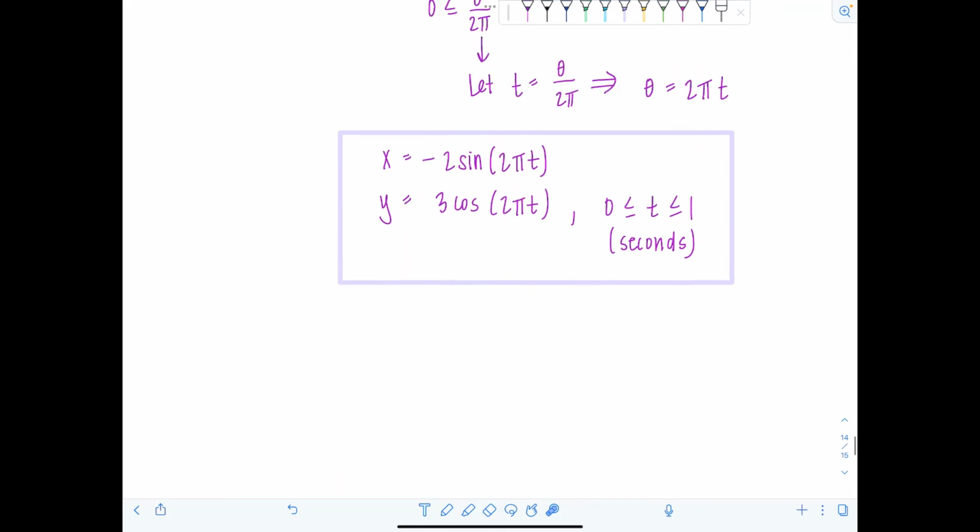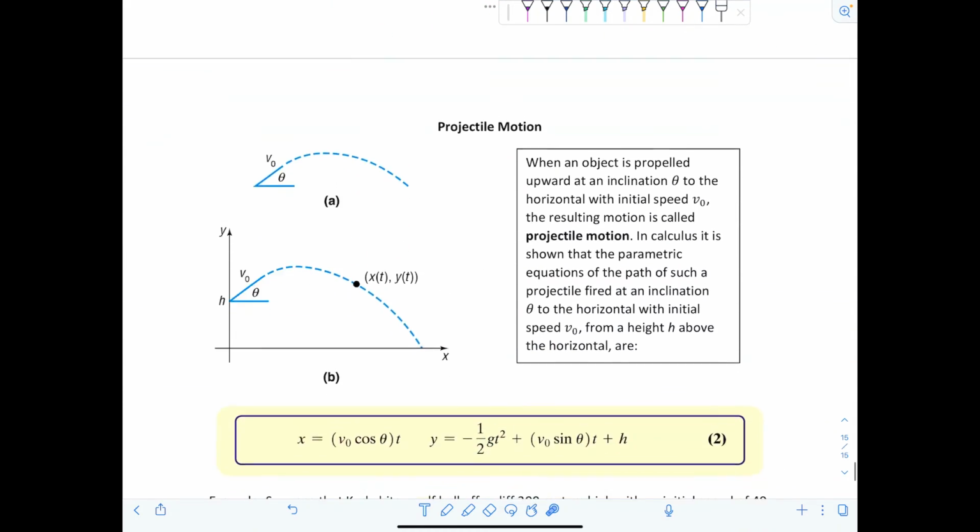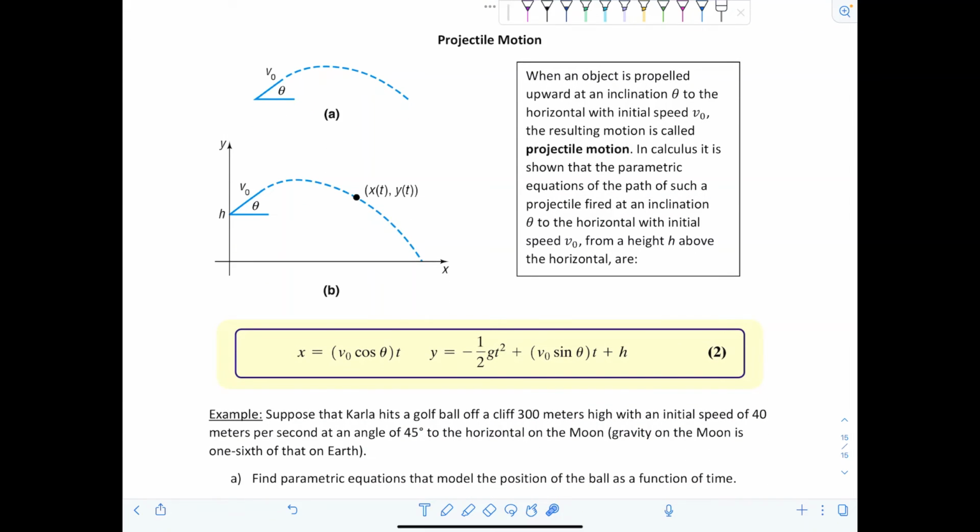Last idea, if you've already taken some physics, then you've probably seen this already. It has to deal with projectile motion. When an object is propelled upward at an inclination theta to the horizontal with initial speed v naught, that little subscript 0 means initial, so initial velocity, the resulting motion is called projectile motion. In calculus, it's shown that the parametric equations of the path of such a projectile fired at an inclination theta to the horizontal with initial speed v naught from a height h above the horizontal are as follows.